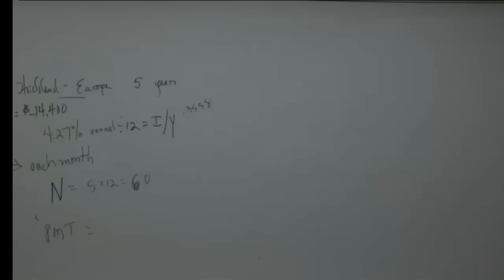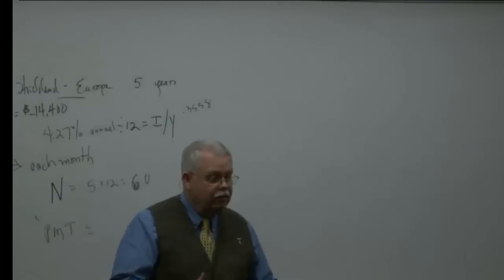Okay, so we did 14.4, and that would be future value. All right, 14,400, and we're going to make that negative. That's your future value. We got 60, and then that percentage was 4.27 divided by 12, right? Yeah. 3.558, that's your I/Y. Now calculate the payment. You have to clear each one individually.